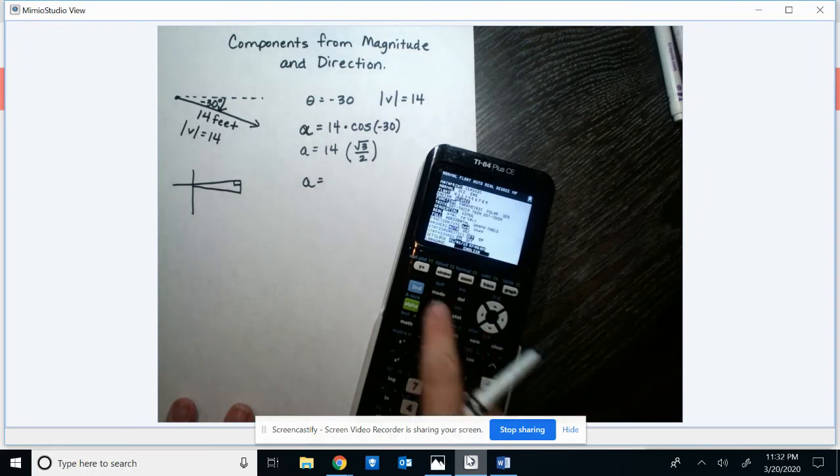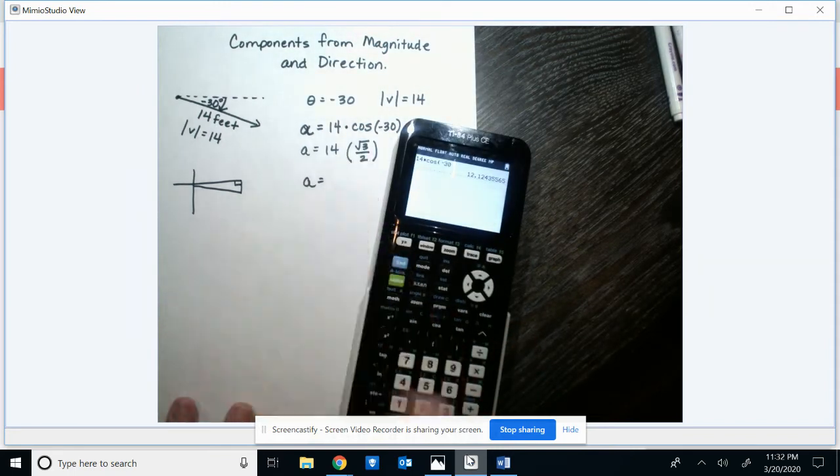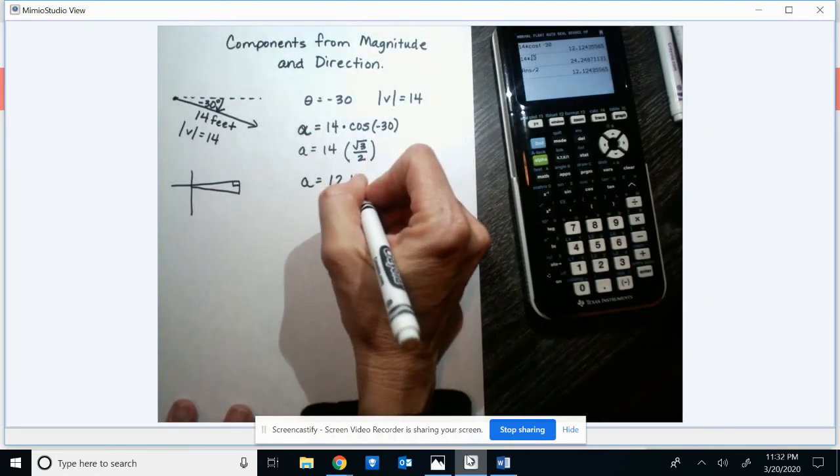Check your degree mode, make sure you're in degrees. So 14 times the cosine of negative 30 is going to be 12.12. Had we done it this way, 14 times the square root of 3, and then divide that by 2, we get the same value, 12.12. So our A value is 12.12.